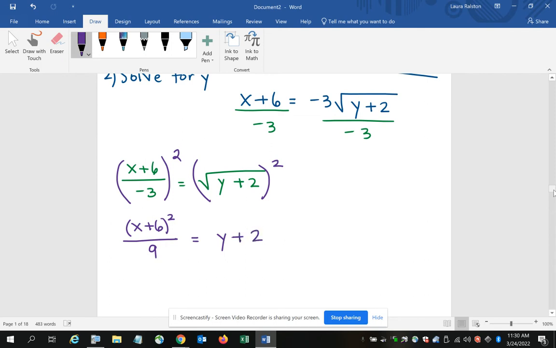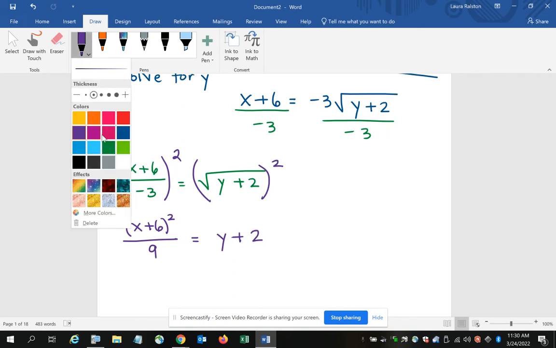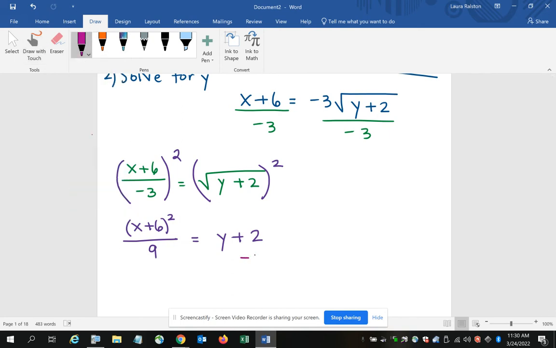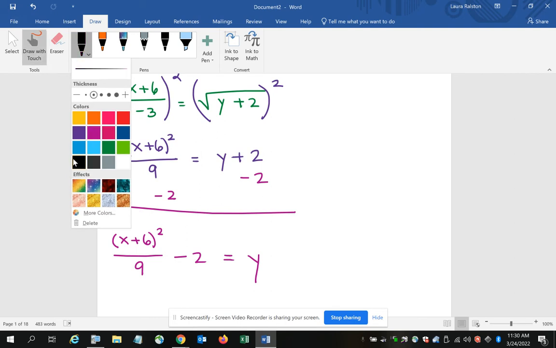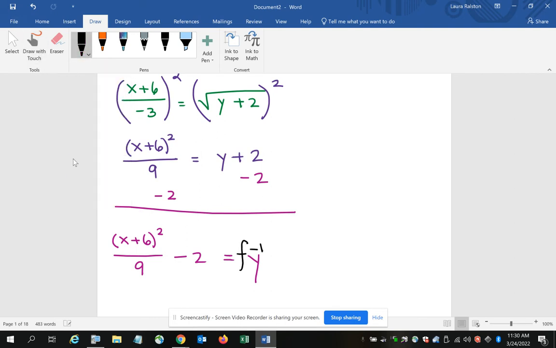And finally, the last step, because remember I'm trying to isolate the y, my last step is going to be to subtract 2. So that I end up with x plus 6 squared over 9 minus 2 equals y. And that is actually the inverse of the function. So this is f inverse of x. This is the answer.